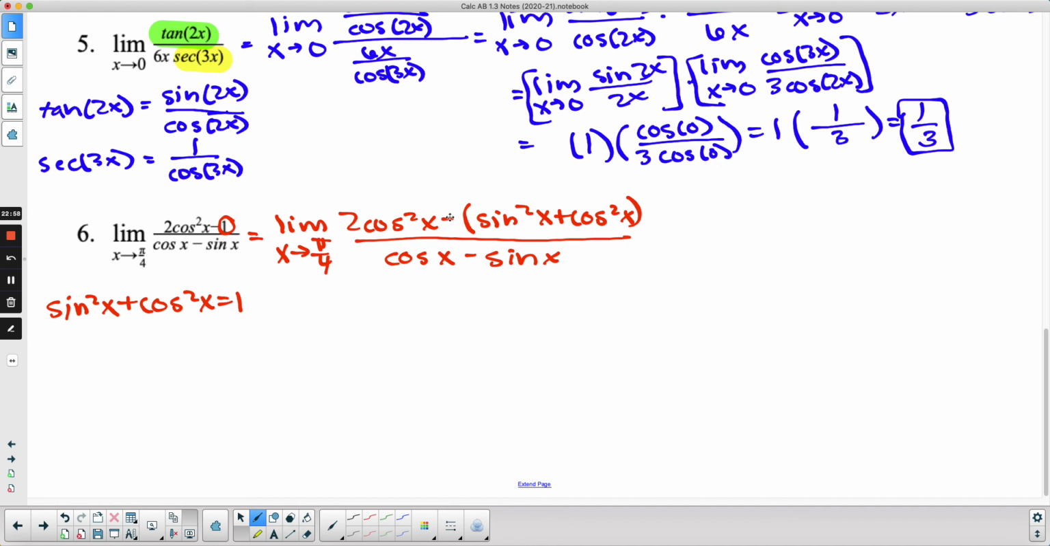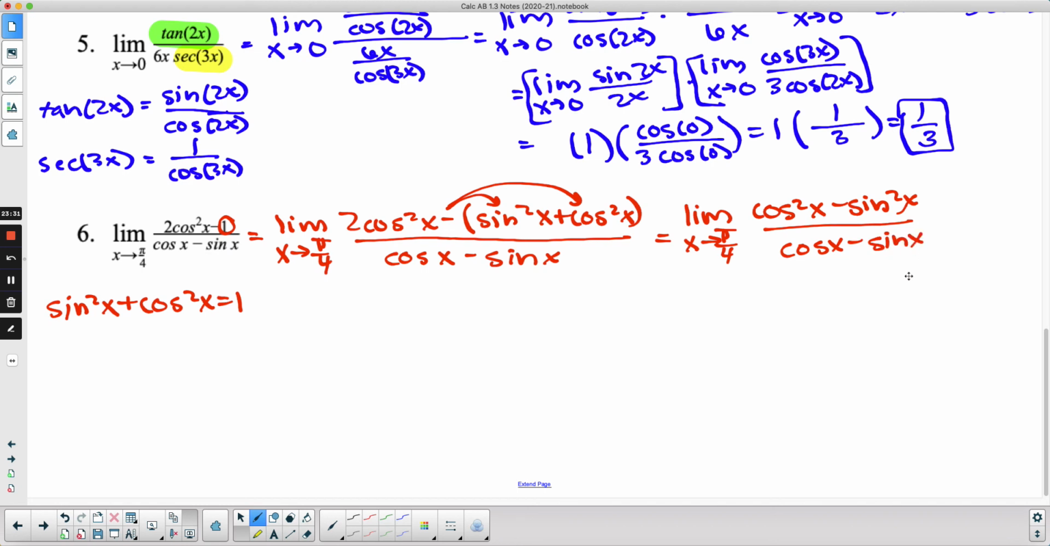No, there's more going on. All right, well, if we distribute this negative, we end up with 2 cosine squareds minus 1 cosine squared. So on the top, we're left with, and maybe some of you are kind of seeing where I'm going with this, we end up with just 1 cosine squared minus sine squared over cosine minus sine.